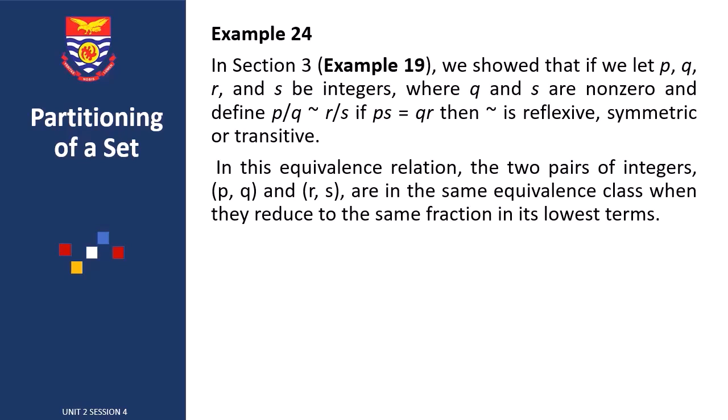Okay, so in this equivalence relation, the two pairs of integers p, q and r, s are in the same equivalence class when they reduce to the same fraction in its lowest term. So if you put in numbers and simplify further, you realize that they are in the same class. Even when we reduce them by cancellation, we find out that they are in the same class. Good.